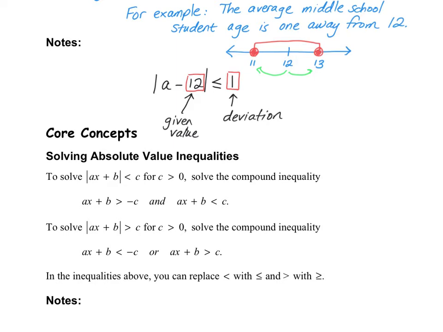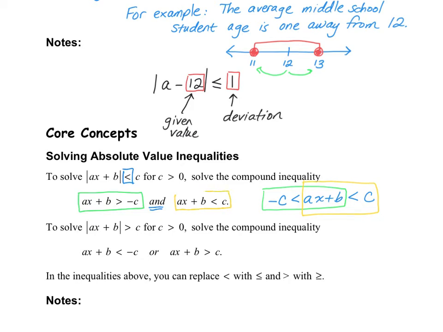Another way to write this that's a little bit easier is whenever you have a less than symbol, it's going to be an and. So an easier way to do this would be negative c is less than ax plus b, which is less than positive c. And if you look at it, this piece right here is the same as this piece here, and this piece here is the same as this piece here. It's just easier to write it as one whole piece, and we'll be practicing this today.